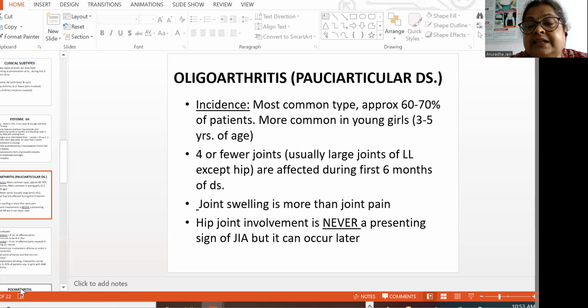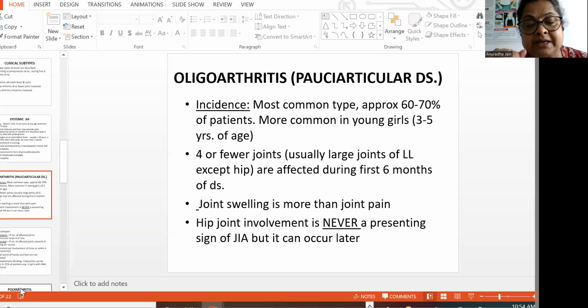Now, oligoarthritis, also known as pauciarticular disease. Why pauci? Because it involves fewer than 4 joints. It is the most common type. Approximately 60 to 70% of JIA patients have oligoarthritis, more commonly in young girls, 3 to 5 years of age. Four or fewer joints, usually large joints of the lower limb except the hip joint, are affected during the first 6 months of disease. Joint swelling is more than joint pain, and hip joint involvement is never a presenting sign of JIA, but it can occur later.